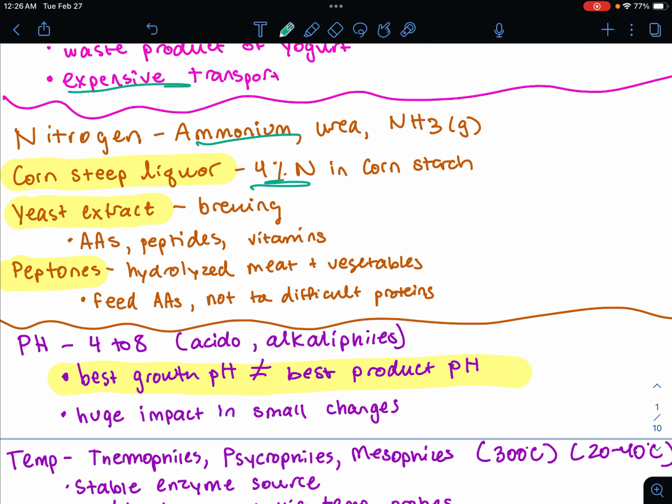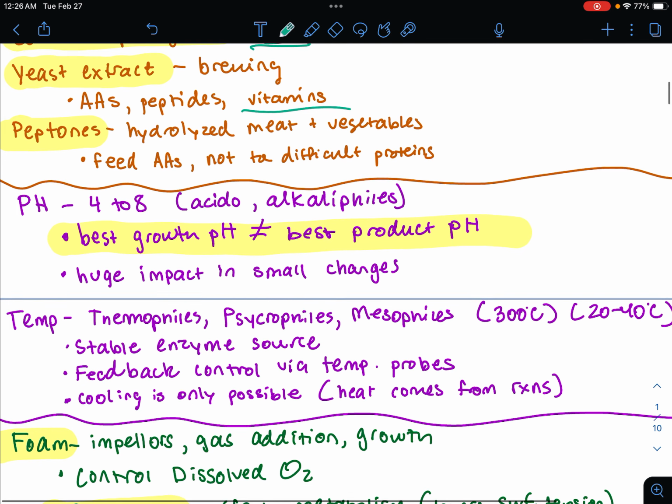Yeast extract, again from autolyzed baker's yeast, will contain amino acids and vitamins. Peptones are going to be hydrolyzed meat, casein, gelatin, keratin, peanuts, and soy meal. You're going to want to feed the amino acids, not difficult proteins. So this is a source of amino acids which could be used for their nitrogen content.